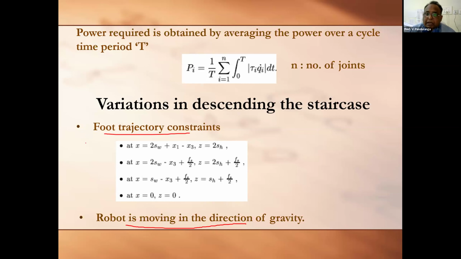Once again the geometry is varying, and based on the geometry we have once again four boundary conditions to solve for the four coefficients of the cubic polynomial. The important difference is that the robot is moving in the direction of gravity. Earlier it was against gravity, and now it is in the direction of gravity. Plus g and minus g, the difference is there.